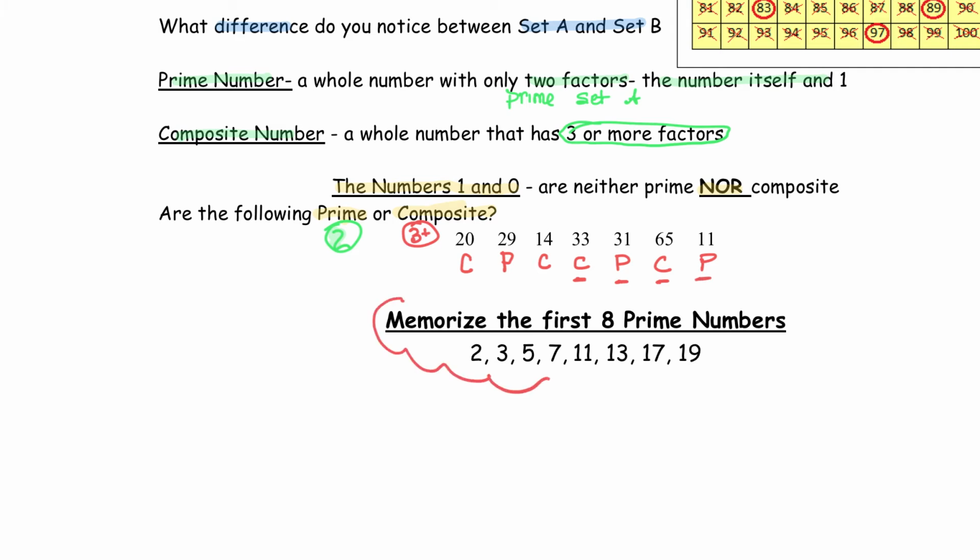I'm going to ask you to memorize the first 8 prime numbers. And those numbers would be as follows: 2, 3, 5, 7, 11, 13, 17, and 19. Let's keep going and see what's next.